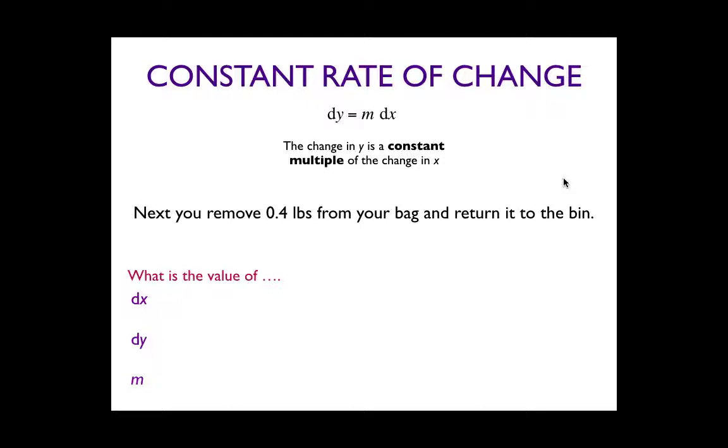What's the value of dx? So I'm missing something from that statement. What's the value of dx here? How much did my weight vary by? Yeah, it changed by 0.4 pounds, but it decreased by that much. So it would be negative 0.4.